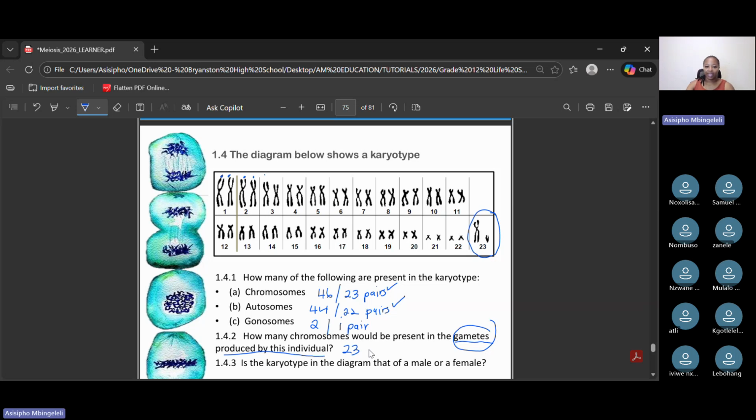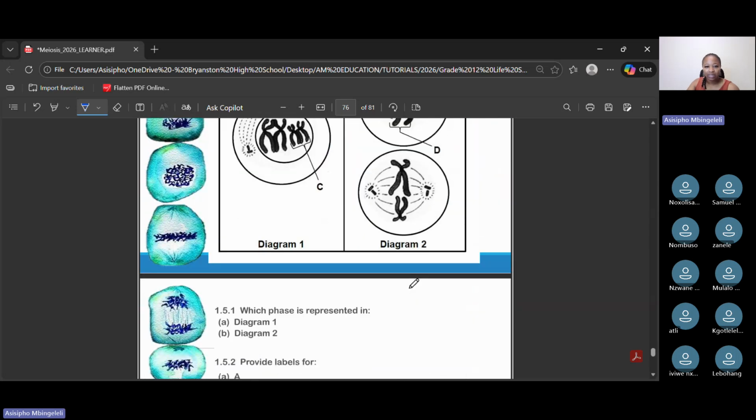Last question. Is the karyotype in the diagram that of a female or male? Male. It's a male, ma'am. Give me a reason, please. It's because there's the X and Y in the 23rd pair. The gonosomes are X and Y. All right.